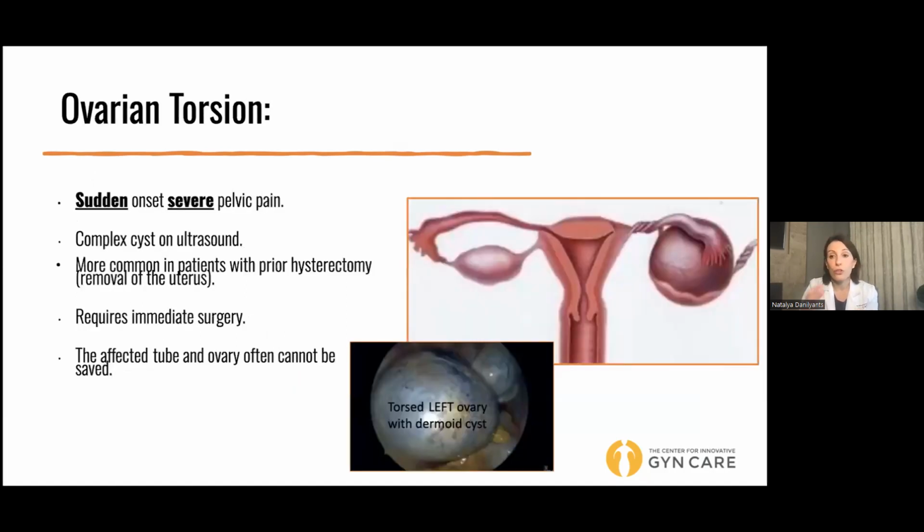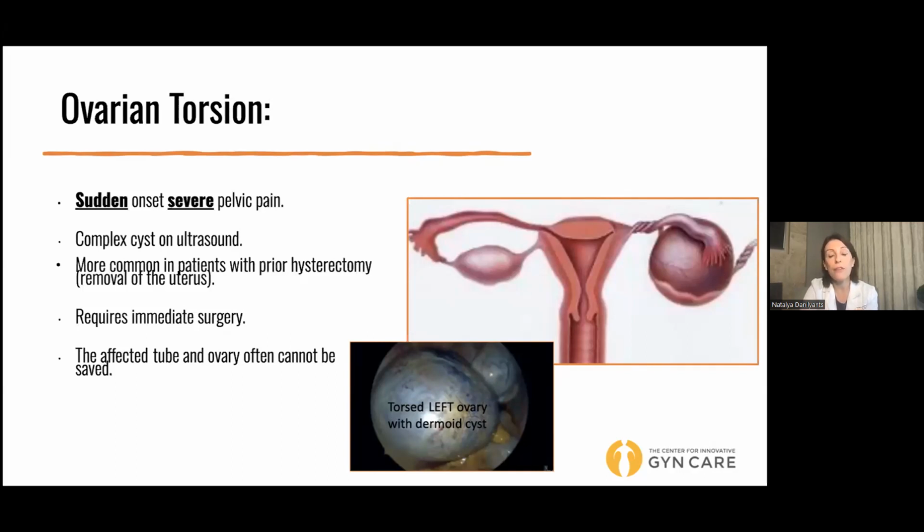Now, ovarian torsion, I kind of covered that already. It's the twisting that happens on the ovary. It twists on itself and it just cuts off its own blood supply. So when we do the surgery, we see this blue-black ovary because it's dying, it's dead, right? Unless the surgery is done immediately, most of the time the ovary cannot be saved and the entire tube and ovary is removed because they're necrotic, or dead, right?